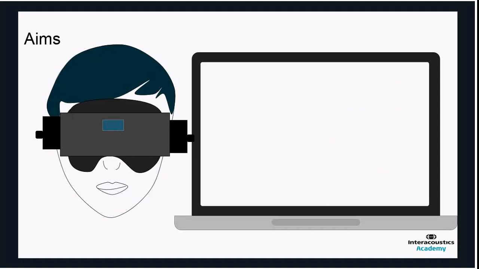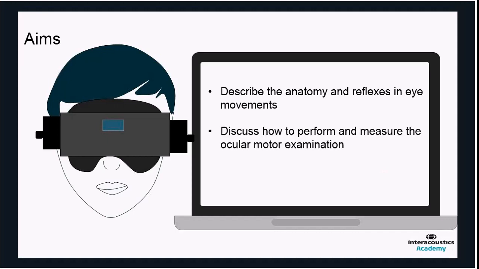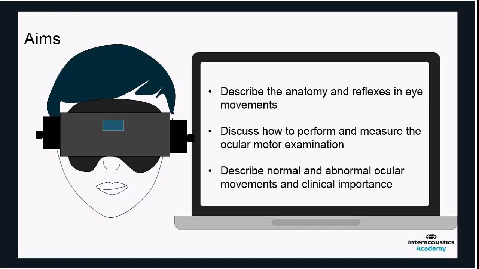The aims of this particular webinar are to describe anatomy and reflexes in eye movements, as these do form the basis of the VNG, or videonystagmography, assessments that we undertake in clinic. I'd also like to discuss how to perform and measure these oculomotor examinations to successfully understand and quantify eye movements. And also spend some time describing both the normal and abnormal ocular movements and their clinical importance for the assessment and understanding of dizziness in our patients.